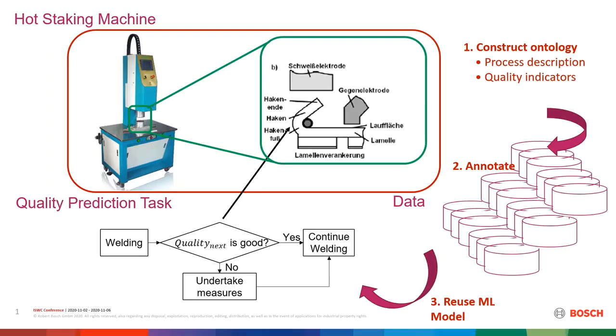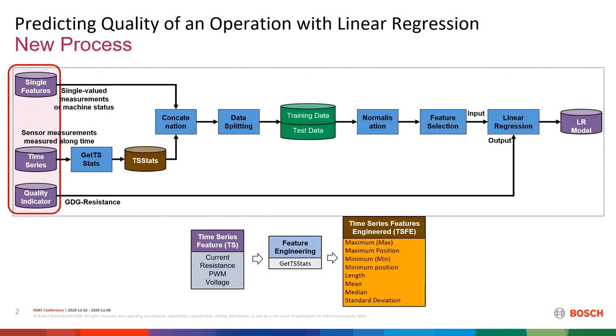The cycle of data preparation for a new manufacturing process will have the same 3 stages: ontology construction, data annotation, and model reuse. Data scientists use annotated data as the input to the pre-configured machine learning pipelines, select those with a good fit, and explore various quality indicators.